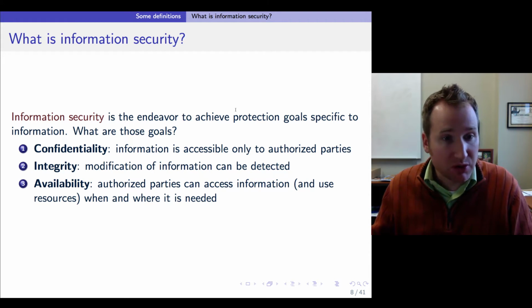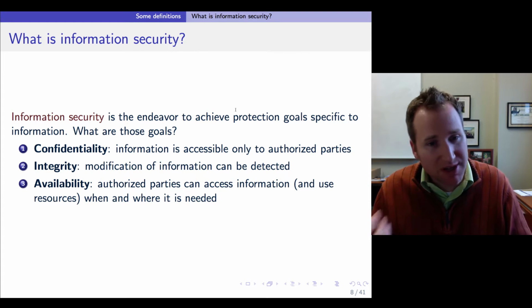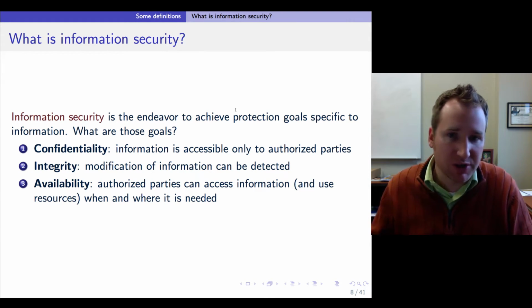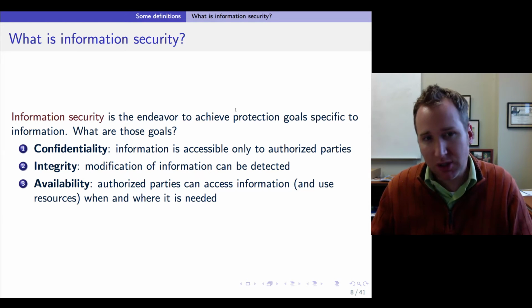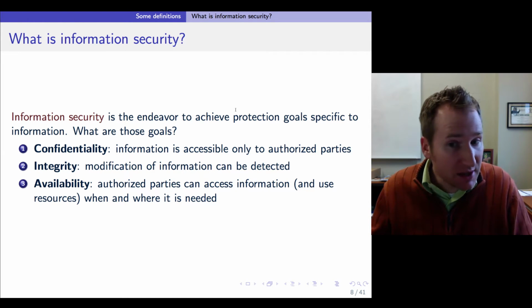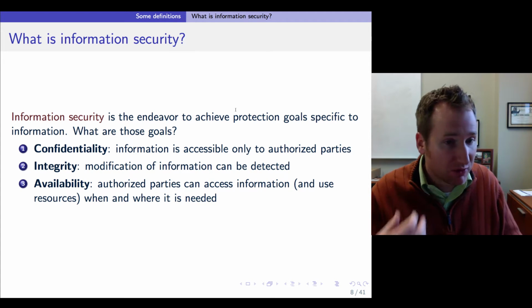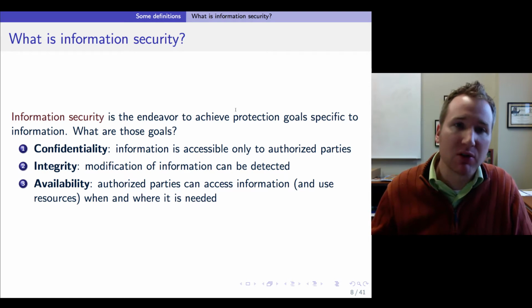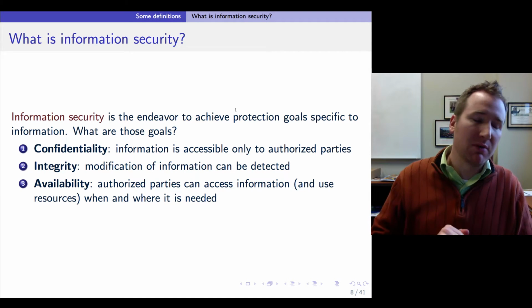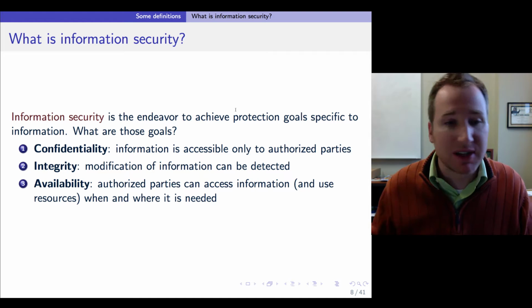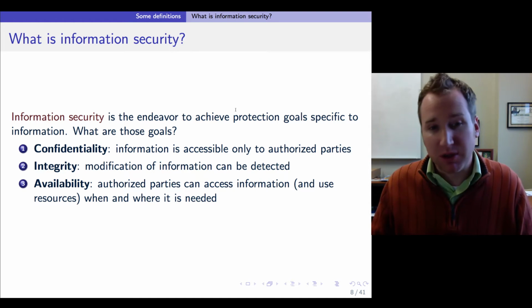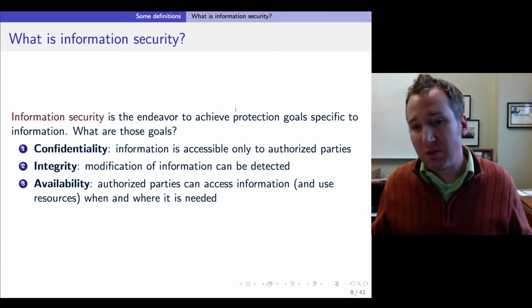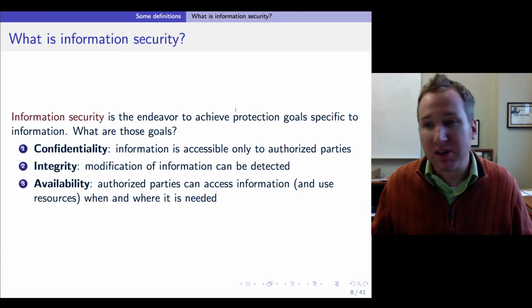Another common protection goal is integrity, to try to protect the integrity of information. And what that would mean is that any modification of information can be detected as such. So it's not quite the same as saying that you can prevent such modification, but it's a more limited goal: if someone were to manipulate that information, you can at least detect that it's occurred. And then we have availability. What we mean by availability is that authorized parties can access information and use the resources when and wherever it's needed.